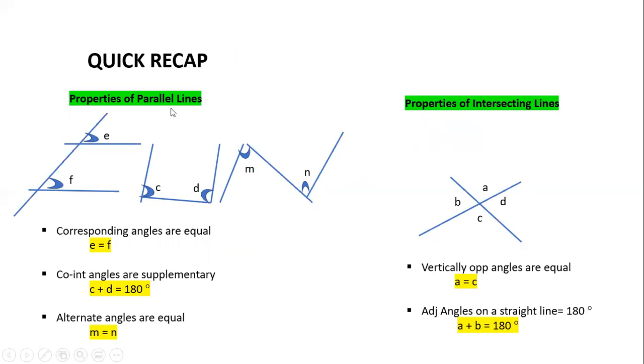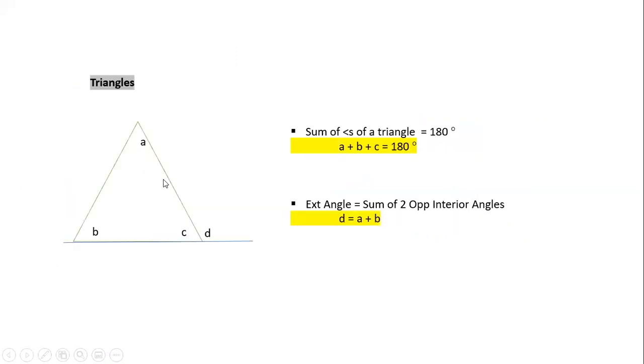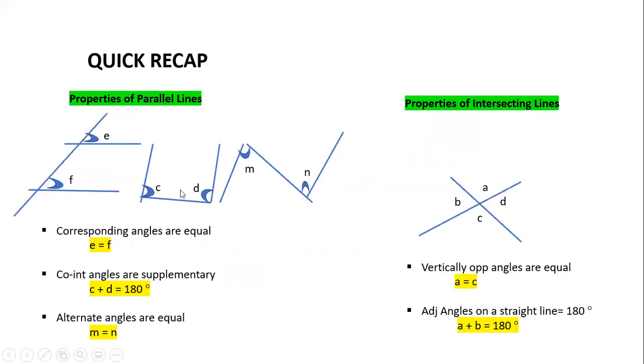So we have properties of parallel lines. The first property, we talk about corresponding angles. This angle here, E, corresponds to F. And what do we know about corresponding angles? They are equal. E is equal to F. And then we have co-interior angles. These angles here, C and D, are co-interior. They are both interior angles. And what do we know about co-interior angles? They are supplementary. C plus D is equal to 180 degrees.